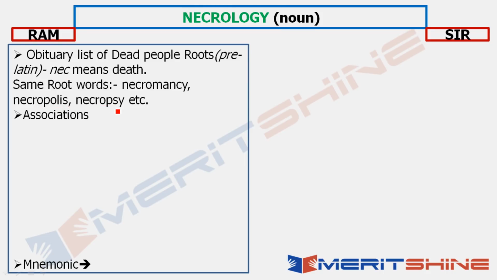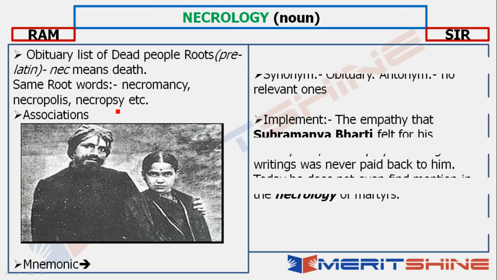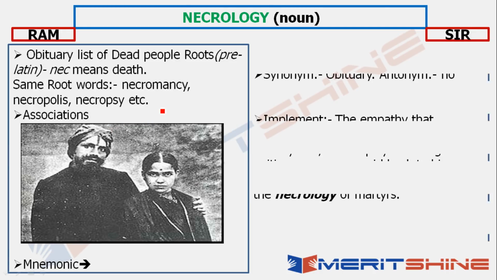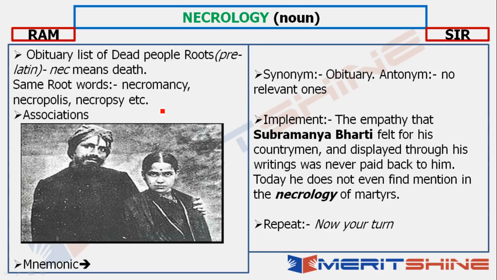Association. Let me associate it with this. Okay, look at this man, and what do you feel, which part of the country was he from? Just look at the man, not his wife, but the man. Mostly people answer me that he's most probably a Sikh, but he's not, my dear friend. He's Tamil, and I'll tell you the story behind his dress. Synonym, obituary, antonym, no relevant ones.